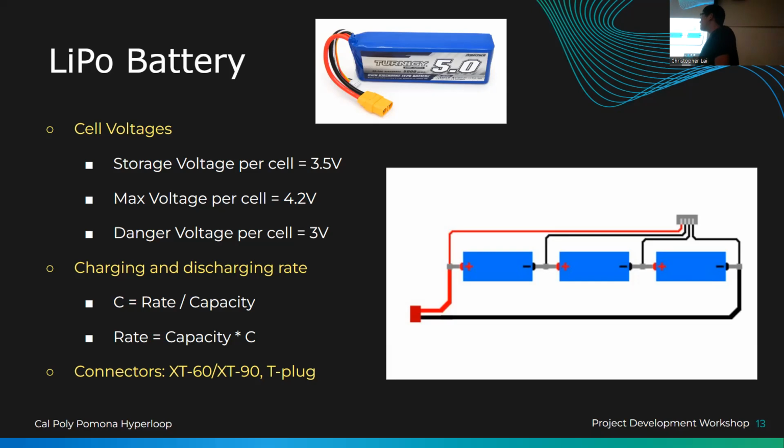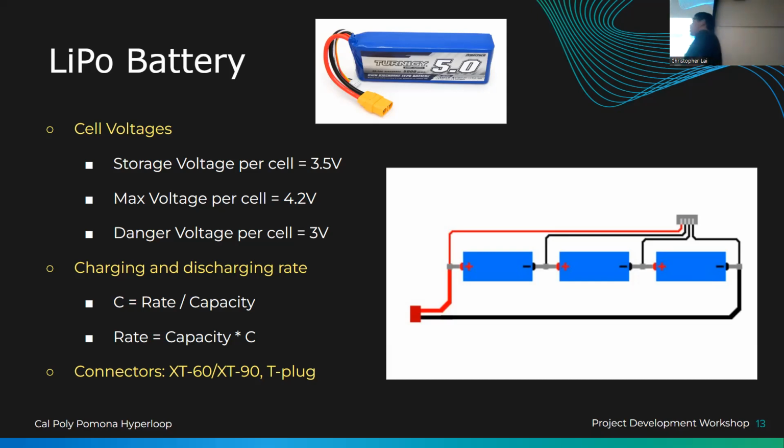But again, 3.5 is safe, 4.2 is max, and if each cell goes below 3 volts, you're in danger, right? You're in danger of damaging the battery. For a 3S LiPo battery, what would be the danger voltage? 9, right? So if you see a 3S LiPo battery go below 9 volts, danger.